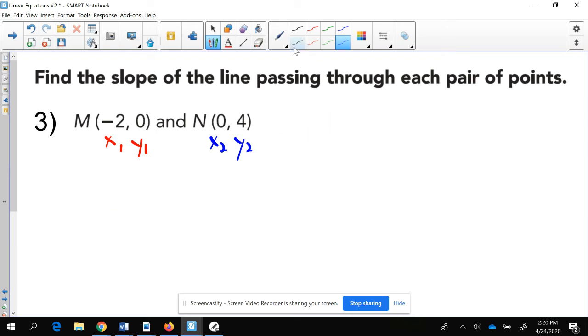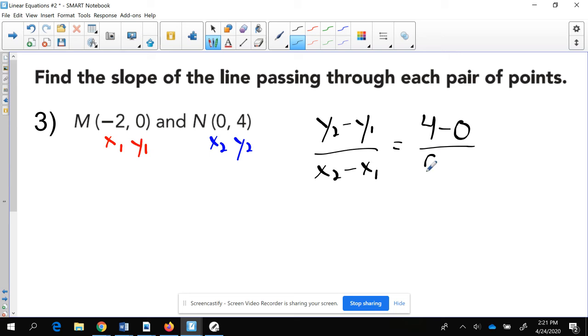So let's first write the formula. I always like to write the formula first, which is I like to put y2 minus y1 over x2 minus x1. And again, it doesn't matter. If you want to use y1 minus y2, that's perfectly fine. Let's plug this in. y2 is 4 minus y1, which is 0.